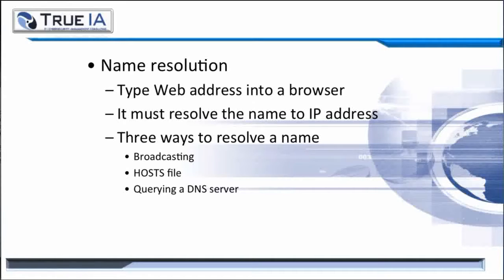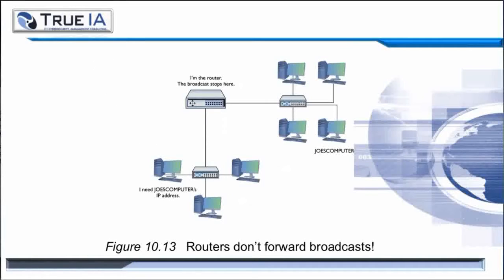So to understand how that works, you need to understand the three basics of how to resolve a name. It can either be done through broadcasting, through the host file, or through querying the DNS server. An important point to understand here is that routers do not forward broadcasts. So when trying to query a web page on the internet, remember I told you there were three options: broadcasts, host files, or DNS. And since routers don't forward broadcasts, well, you'd never get outside of your own organization.